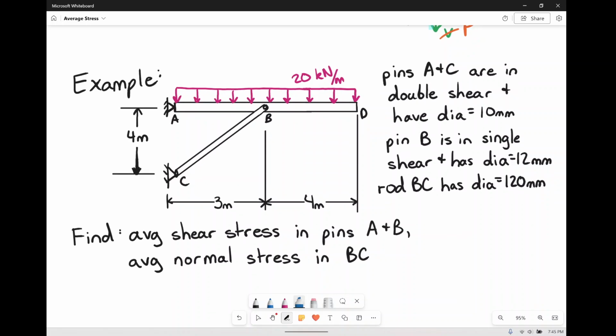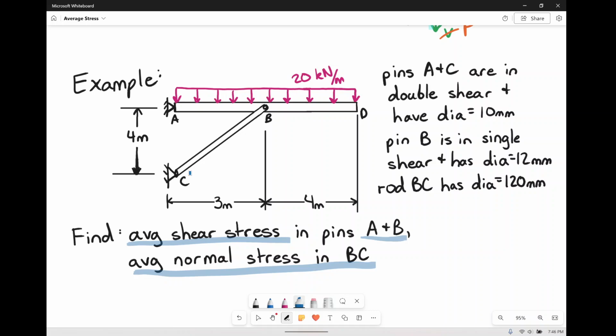We are trying to find average shear stress in the pins A and B, specifically. A, B, and C are all pins. They're all pin connected there. So we're trying to find the average shear stress in the pins A and B, and we want to find the normal stress in the rod BC. So we're going to do a little bit of both here on the same singular problem.